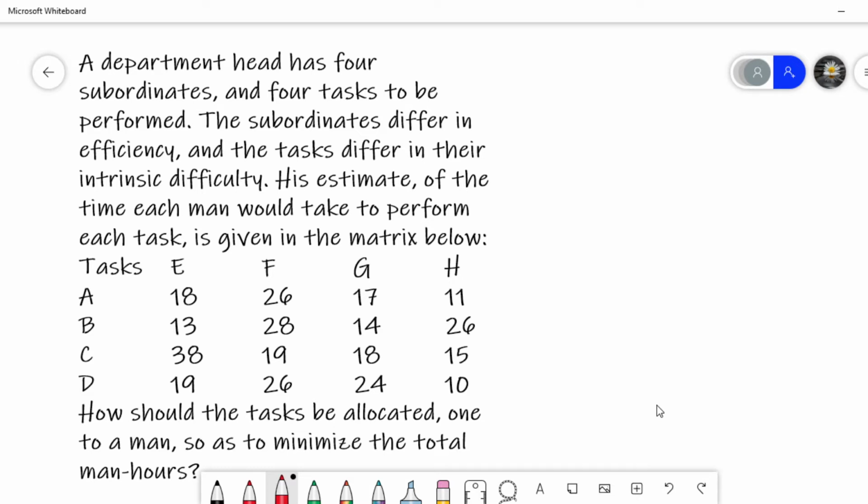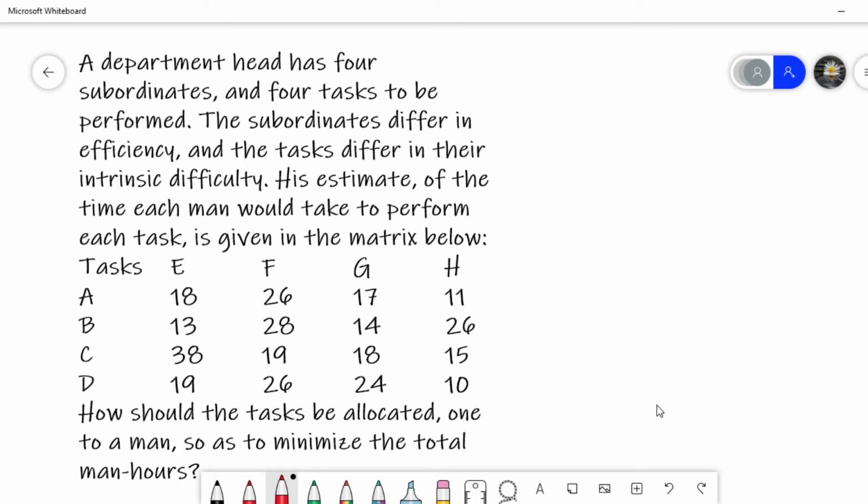Today we are going to see how to solve the assignment problem using the Hungarian method. Here the problem is: a department head has 4 subordinates and 4 tasks to be performed. The subordinates differ in efficiency and the tasks differ in their intrinsic difficulty. His estimate of the time each man would take to perform each task is given in the matrix below. The tasks are A, B, C, D, and the subordinates are E, F, G, H.